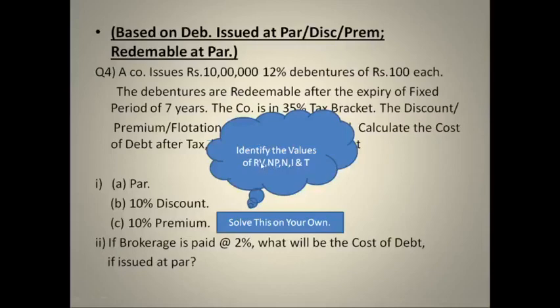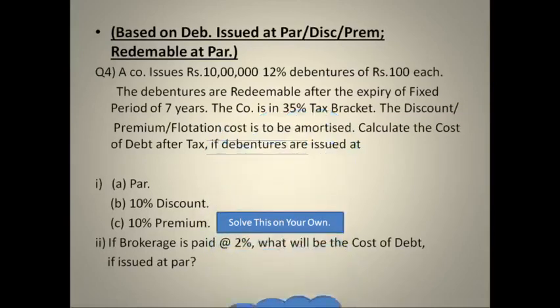For that I have a simple trick for you. We will read the first part of the question, and then I will make you understand how to find the redeemable value. So read the question once again. A company is issuing 10 lakh 12% debentures of rupees 100 each, and they are saying that it is redeemable after the expiry period of 7 years. This is the first part of your question, where they are saying that debentures are redeemable after a period of 7 years. I am asking you a simple question now.